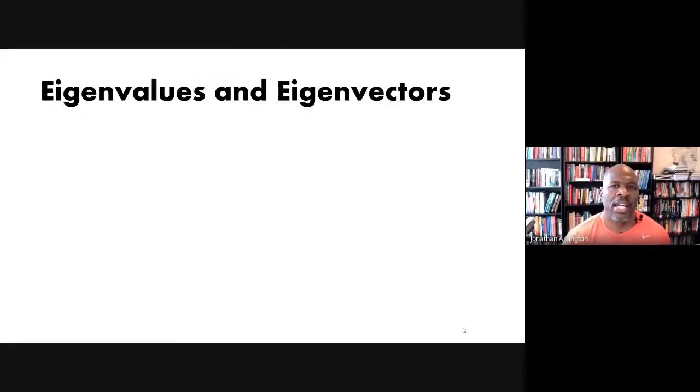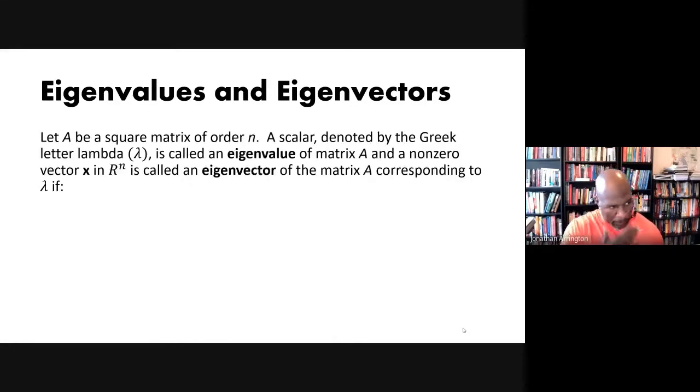All right, eigenvalues and eigenvectors. What are eigenvalues and eigenvectors? Well, let A be a square matrix, so A is some n by n matrix, a square matrix of order n. And we have the scalar denoted by the Greek letter lambda, and it's called an eigenvalue of the matrix A. And we also have a non-zero vector, what we'll call X in Rn, of course if A is a square matrix of order n. And it's called an eigenvector of matrix A corresponding to lambda if the following identity holds, and that's A times X equals lambda times X.